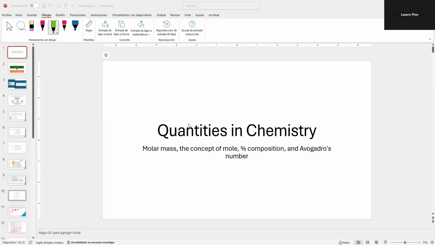Then, quantities in chemistry. We are going to see what is molar mass, the concept of mole, percent composition, and Avogadro's number.